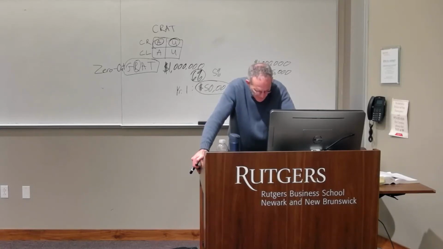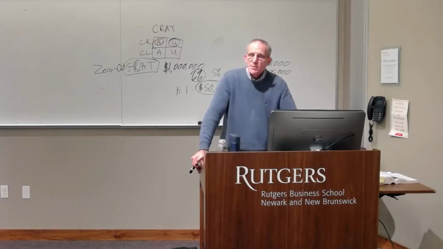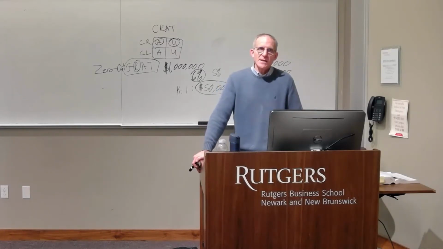Question F. A creates a CRAT, transfers $100,000, and reserves payments for life or 20 years, whichever is longer, with a $15,000 per year payment. He's 55. The Red Cross will receive the charitable contribution of the remainder. Does this work? Does this violate? The answer is no, right? It's 20 years or life.